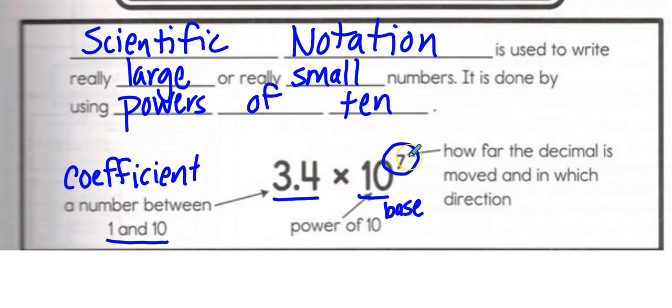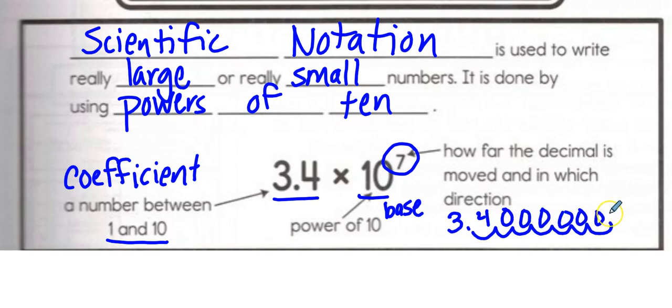So to get the actual number for this, we would move this decimal 7 places. So I would move it 1, 2, 3, 4, 5, 6, 7, and annex my zeros. Okay, so now it's placed here. So I can go back. And so this number, 3.4 times 10 to the 7th power, is equal to 34 million. And this is how you can go from scientific notation to standard form. And we'll look at more of those examples today.